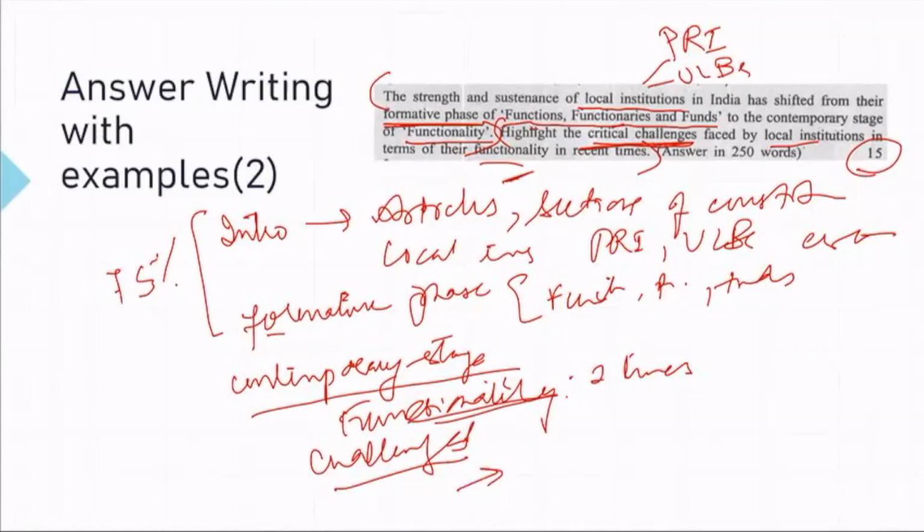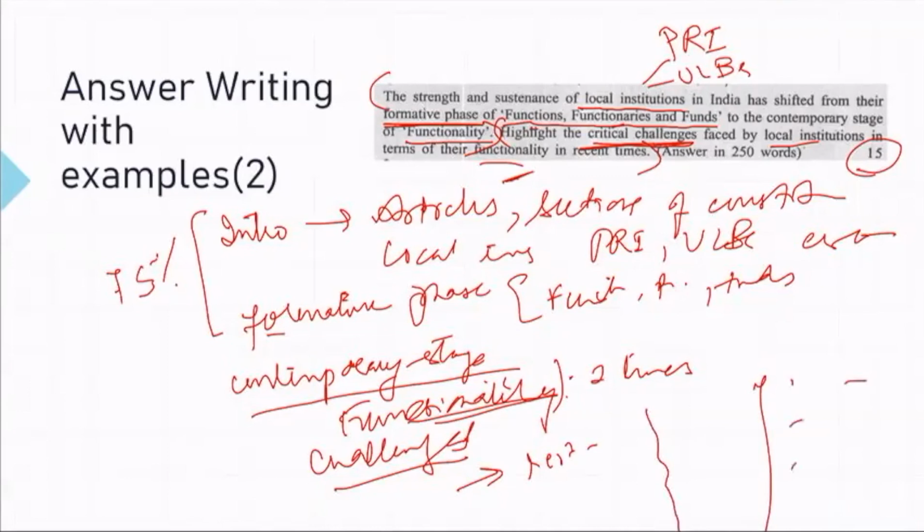What are the challenges? Functionality, they are not working properly. Why are they not working properly? So you'll mention that there are restrictions in their functionality, like challenges related to devolution of powers and all that. While writing this, I realized that whatever challenges I was writing here were actually related to the functionaries and funds.